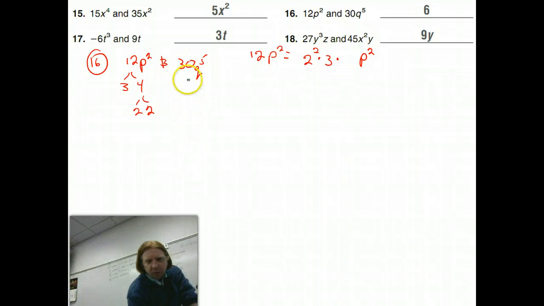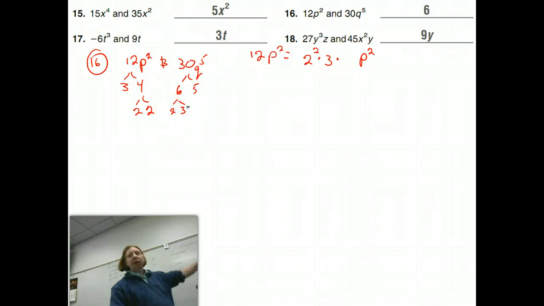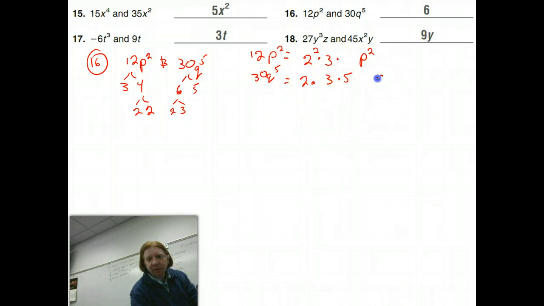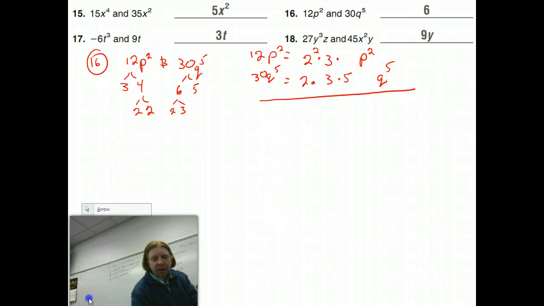Now, let's do the other one over here, 30. How do I get to 30? 6 and 5. And then 5 is prime. 6 is 2 and 3. We'll write that down in order. See, it all still worked out nicely in order. So 30q to the fifth is the same as 2 times 3 times 5 times q to the fifth. And now I compare and I look for things that they have in common.